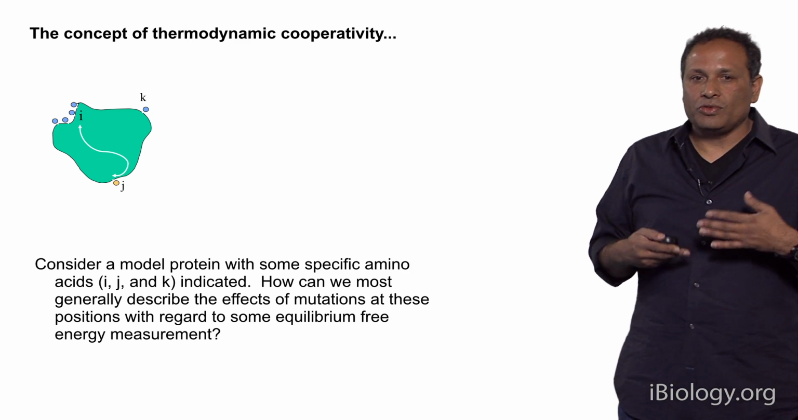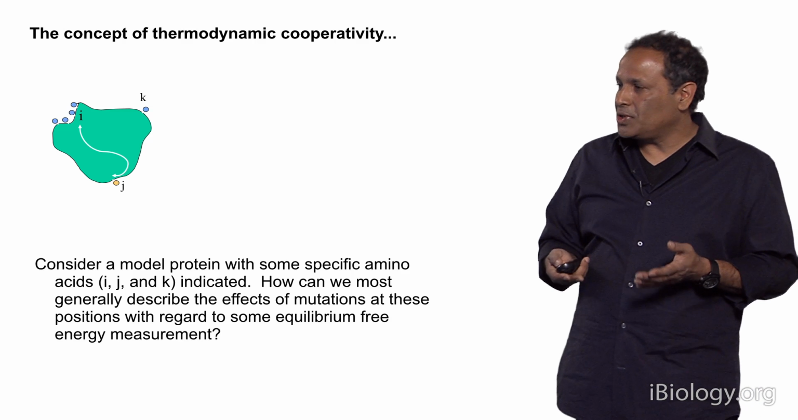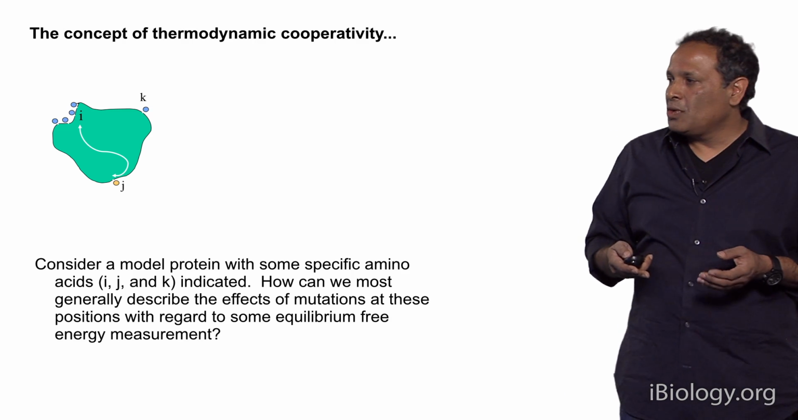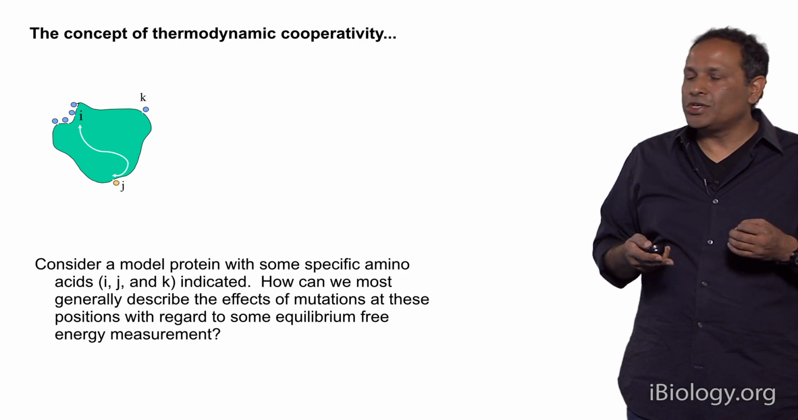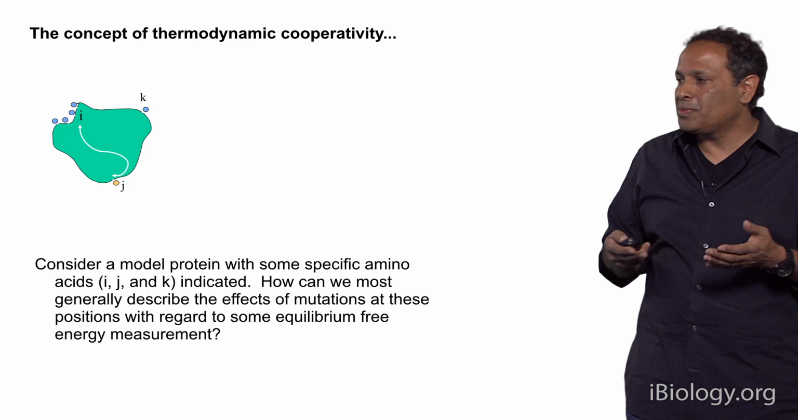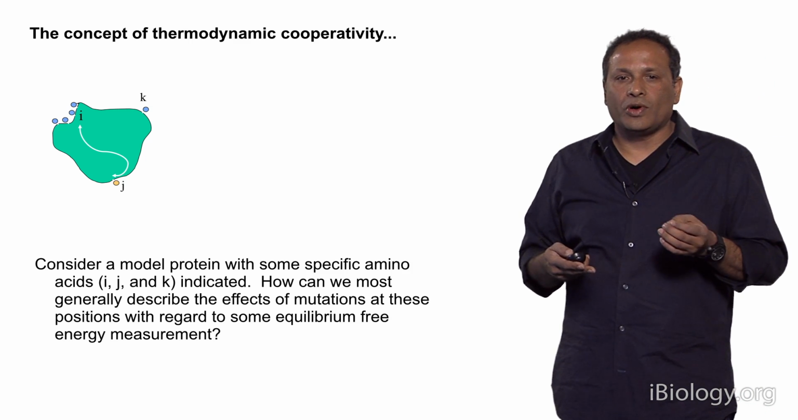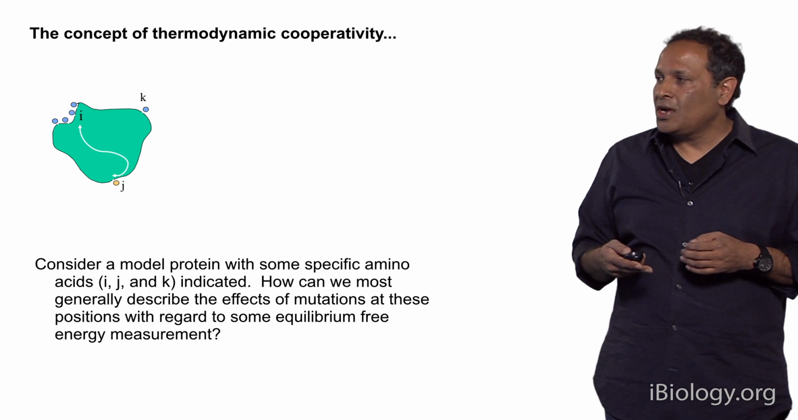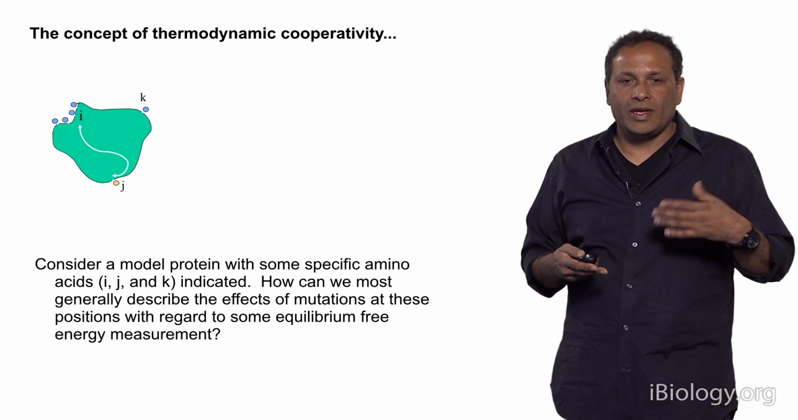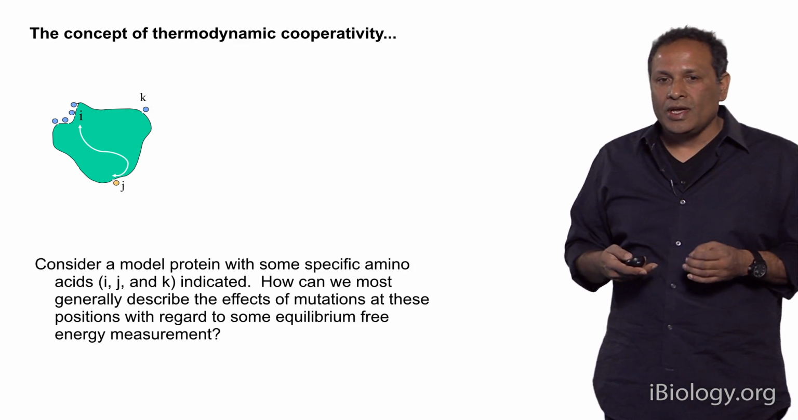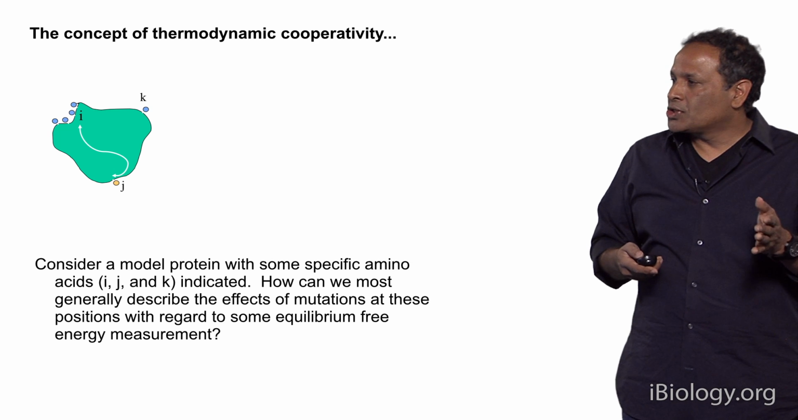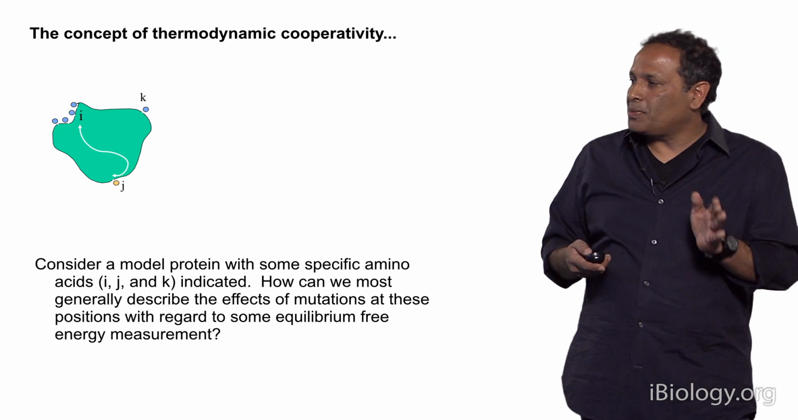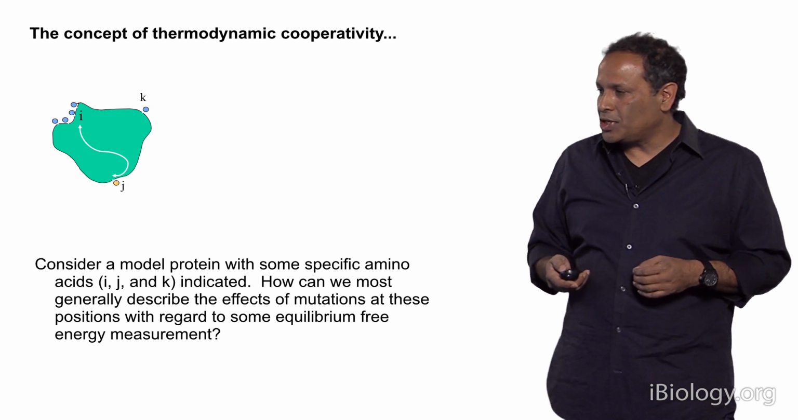How can we generally describe the effects of mutations at these positions with regard to some equilibrium free energy measurement that we make on the protein? And what I mean by that is we might observe or measure the effect of these mutations on, say, the stability of the protein, or perhaps on the ability for it to bind substrate ligands or any other equilibrium free energy measurement. So how can we generally describe the effect of these mutations on such a measurement?